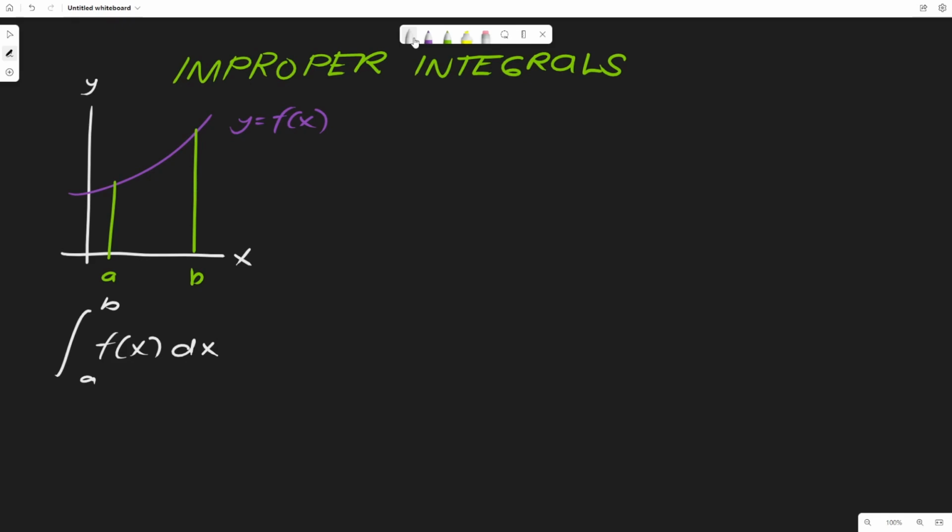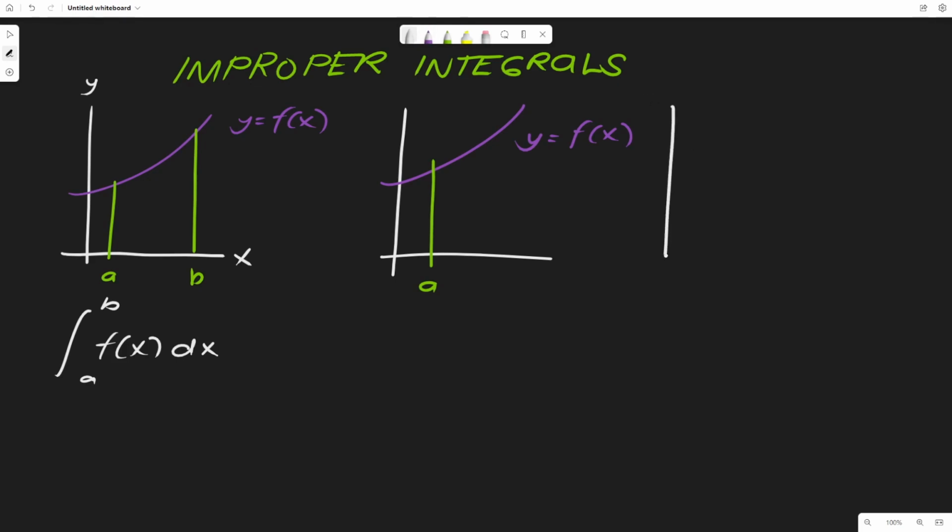What if, let's say I have the same curve, y is equal to f of x, but what I only have is A? Or if I only have, let's say, this curve f of x, then what I only have is B, and we are asked to find the area under the curve?